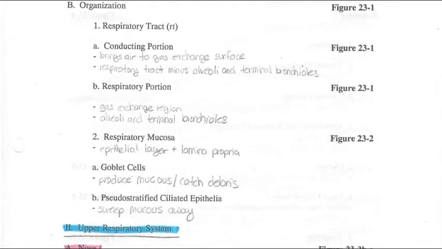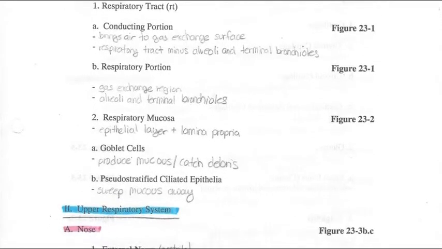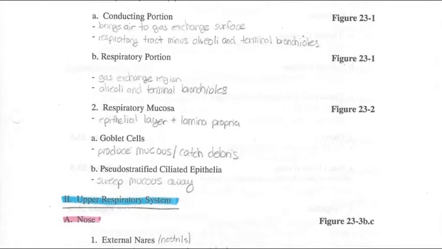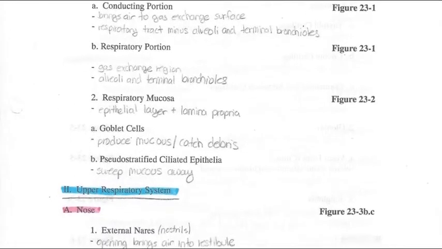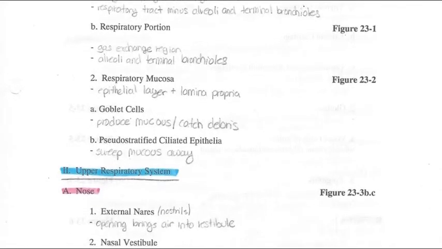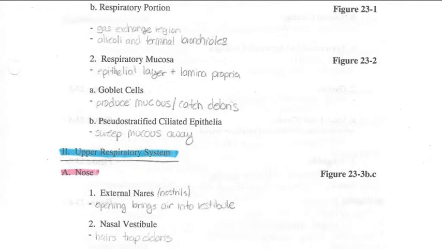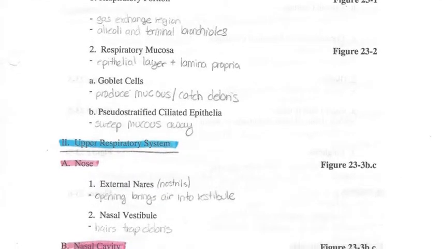Respiratory mucosa. This is the epithelial layer plus the lamina propria. The goblet cells within the respiratory mucosa produce mucus and catch debris. Also within the respiratory mucosa, the pseudostratified ciliated epithelia sweep mucus away.